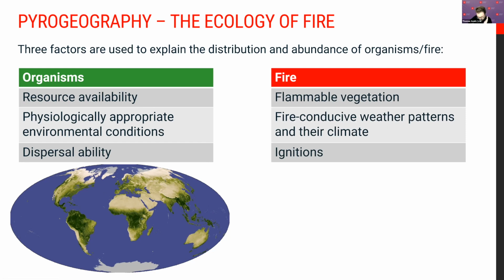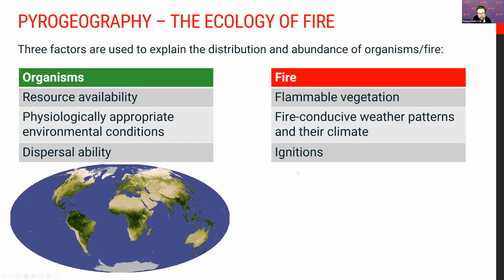For the distribution, the geography of fire, we need to have flammable vegetation. So that's the resource availability. There needs to be stuff to burn, otherwise you're not going to have a fire. You also need to have appropriate fire-conducive weather patterns. And so, again, it needs to be dry some time of the year. And there are places on our planet that are wet all through the year, so it's very rare that you see fire. And also, finally, you could treat dispersibility as something to do with ignitions as well. And of course, naturally, fires are started by lightning.